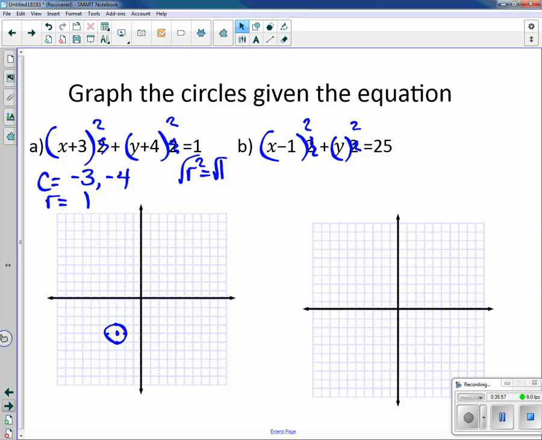All right, what's my center here? Center is 1, 0. What's my radius? 5. Is everybody with me? It's 5. Did y'all get that back there at the back table? So 1, 0 is here. 1, 2, 3, 4, 5 in each direction.